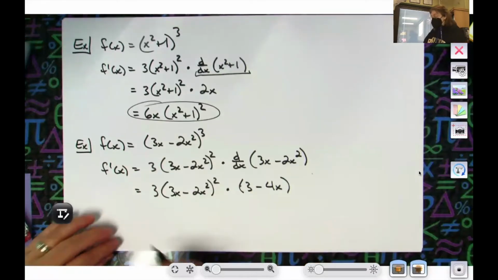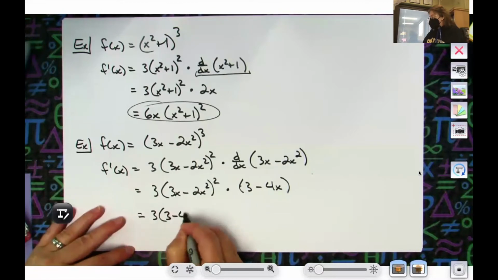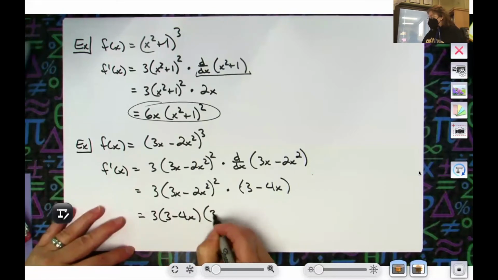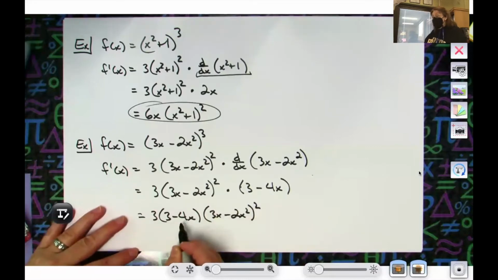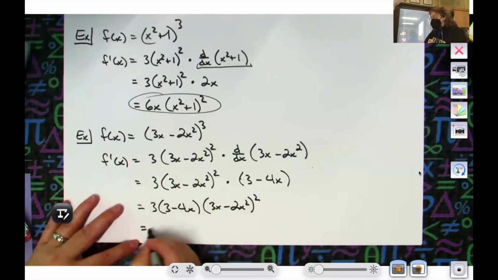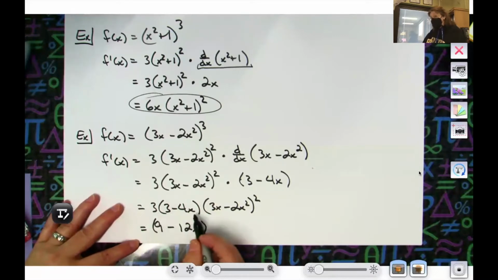All right, and if you put the 3 here, you bring that out here in front, and then times the 3x minus the 2x squared, squared. All right, a lot of people leave it like that. A lot of people will then distribute and have a 9 minus a 12x. Now, do you have a set of parentheses around that? Yes, because if you do that, that's a quantity, that's a binomial. You need that set of parentheses around there.